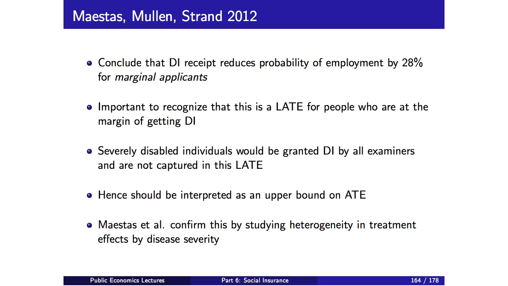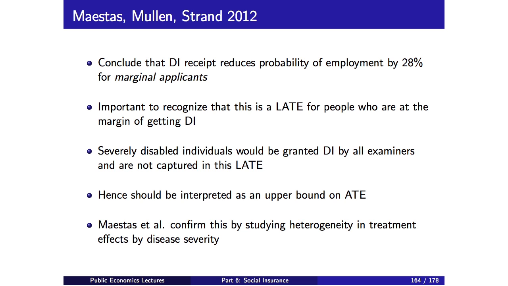So who are you manipulating here when you use this instrument? If you think about it intuitively, this is a LATE for people who are at the margin of being approved or disapproved by these examiners, right? There are going to be some people who just have a really severe illness where every examiner is going to agree this person is eligible for DI. And then there are going to be some other people who are clearly ineligible. The people you are treating with this instrument are the guys who would have been granted DI by some examiners and not by other examiners. So you would think those are cases that are relatively less severe, basically, right?